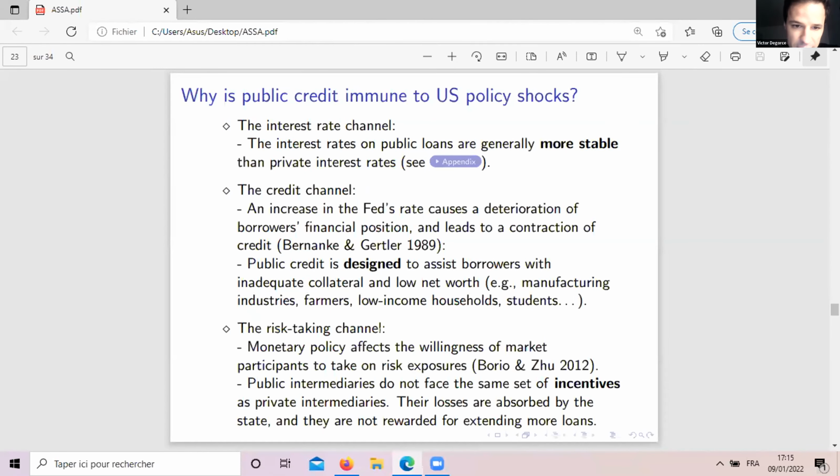The risk-taking channel, again, is the idea that monetary policy affects the willingness of market participants to take risk and their perception of risk. Well, public intermediaries do not deal with risk the same way as private intermediaries because they do not have the same incentive, because they're public. And that echoes the critics of public credit who say that they don't have any incentive. Right? Their losses are absorbed by the state. They are not rewarded for extending more.